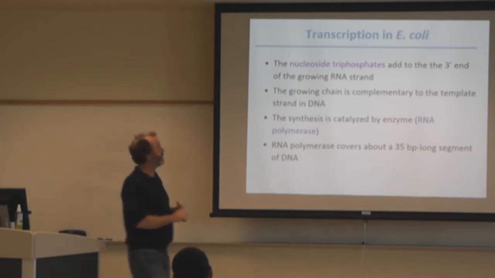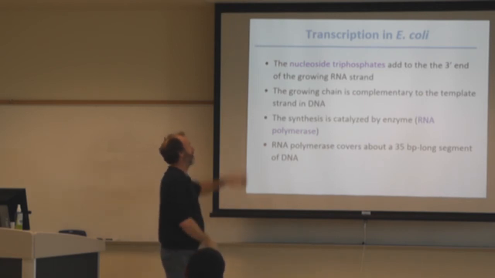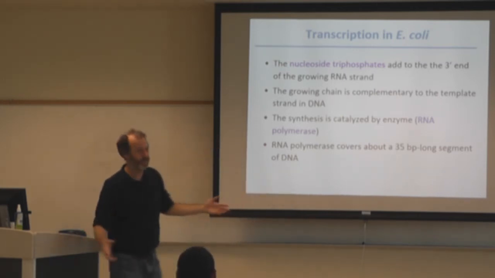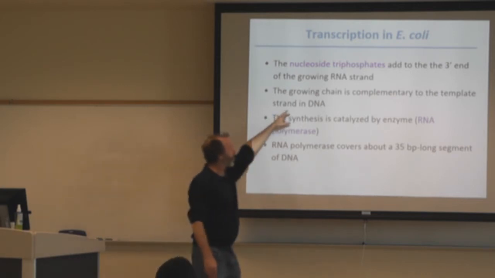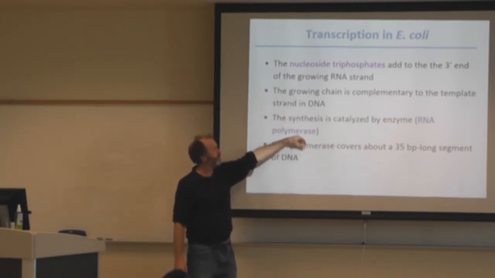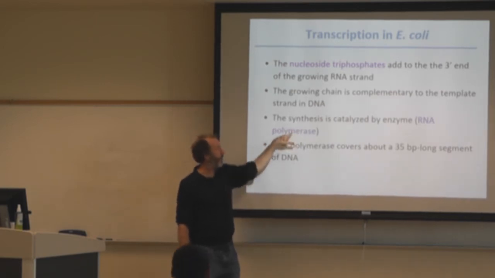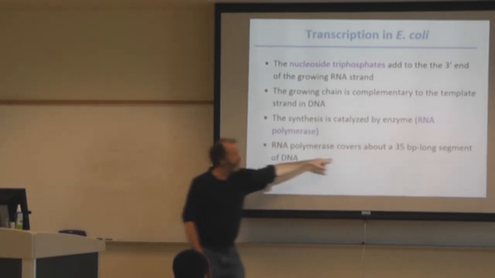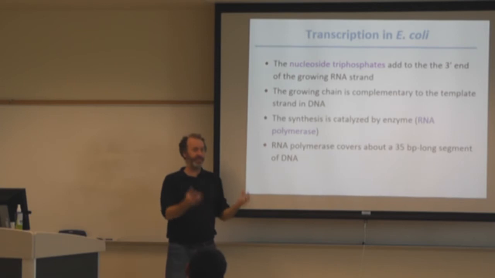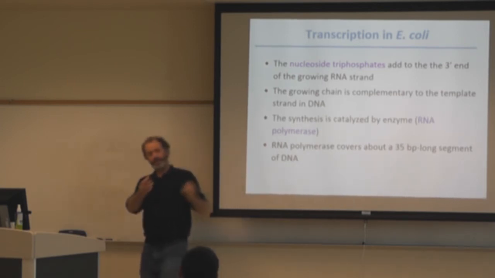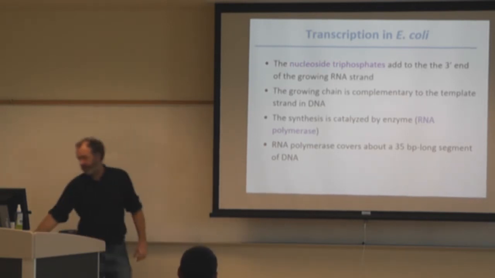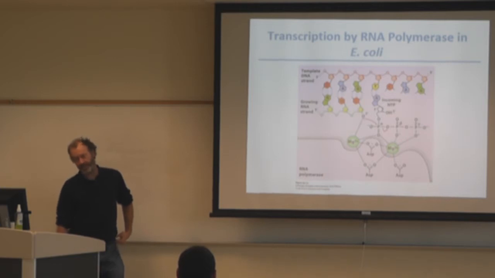So transcription in E. coli, nucleoside triphosphates add to the 3' end of the growing RNA strand. Sound familiar? So yeah, the chemistry is just like DNA polymerase. It's very similar chemistry. The growing chain is complementary to the template strand. Again, the synthesis is catalyzed by RNA polymerase rather than DNA polymerase. And RNA polymerase covers about 35 base pairs along the segment of DNA. So it's bound to about 35 base pairs as it slides along. It makes an RNA copy of the DNA template. And the chemistry is nearly exactly the same.